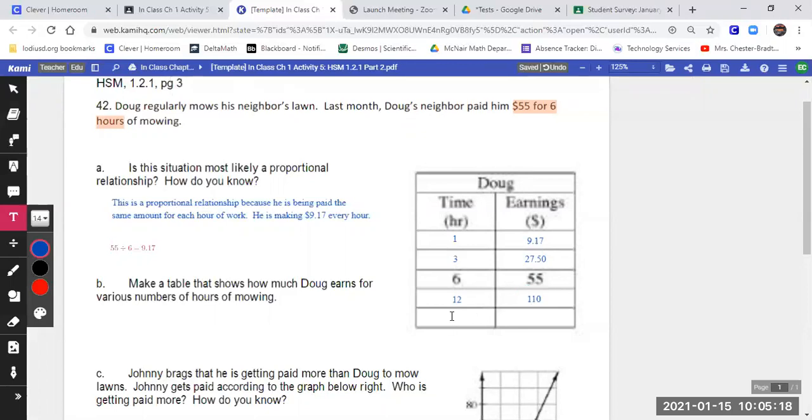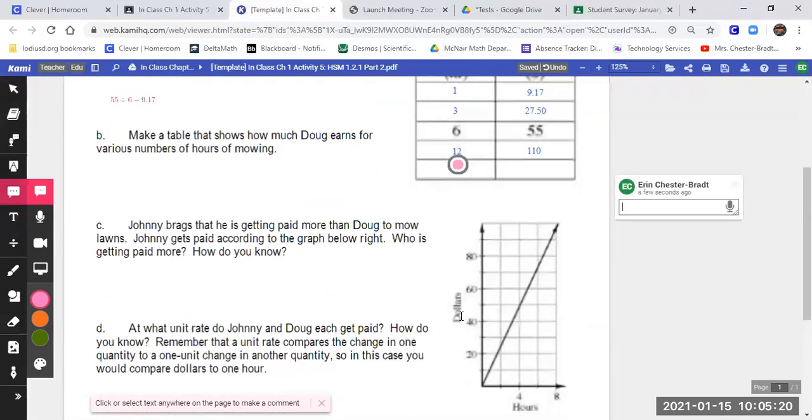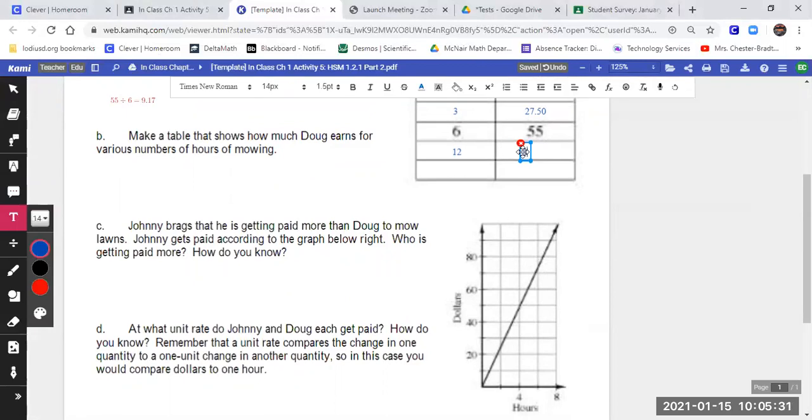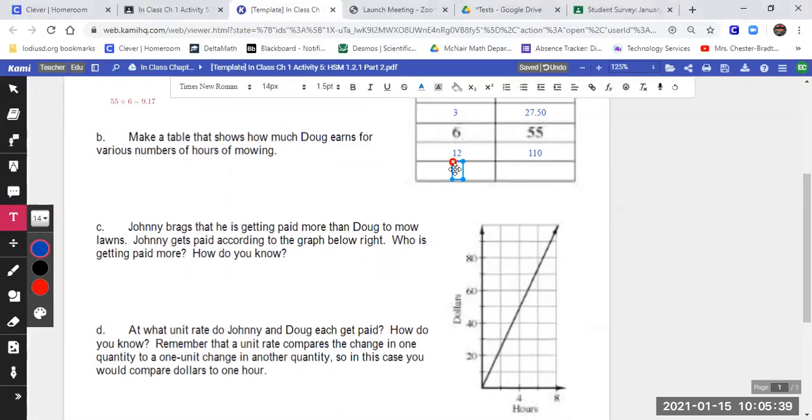What about 15 hours? What about 15 hours? What did I say we would do? Go to the calculator, use our answer for 55 divided by 6, and then multiply it times 15. So what are we going to get? What am I going to get? Yep, 137.55. Okay.